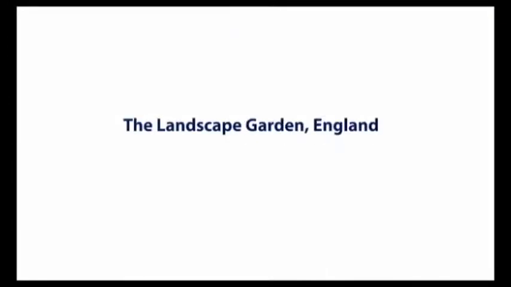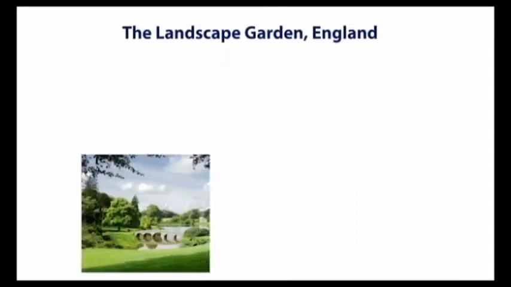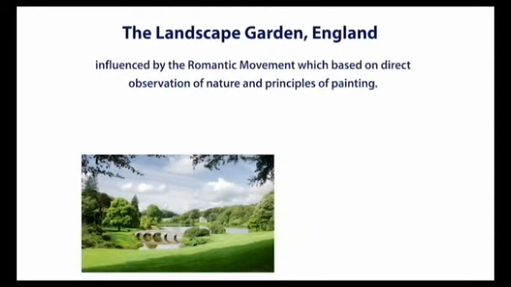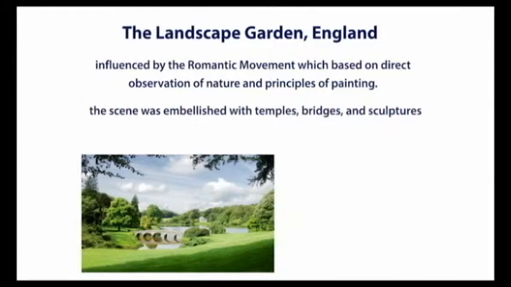The landscape garden, England. Influenced by the Romantic movement, which was based on the direct observation of nature and principles of painting. To fit in with undulating contours, the formal parterre and terrace were replaced with rolling grassland, clumps of trees, lakes, meandering rivers, and serpentine drives. The scene was embellished with temples, bridges, and sculptures.